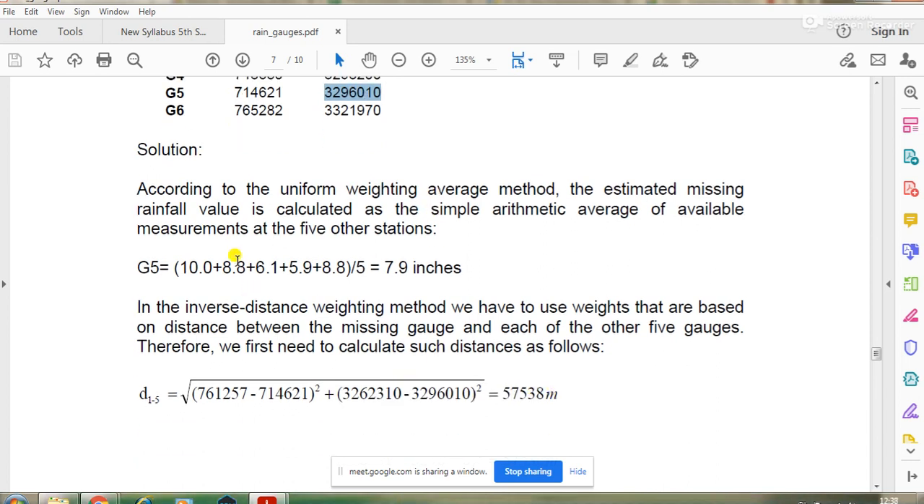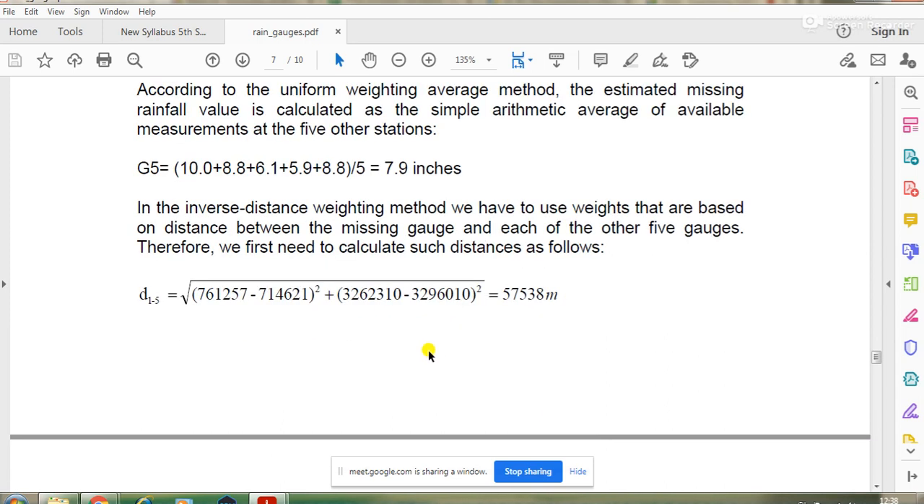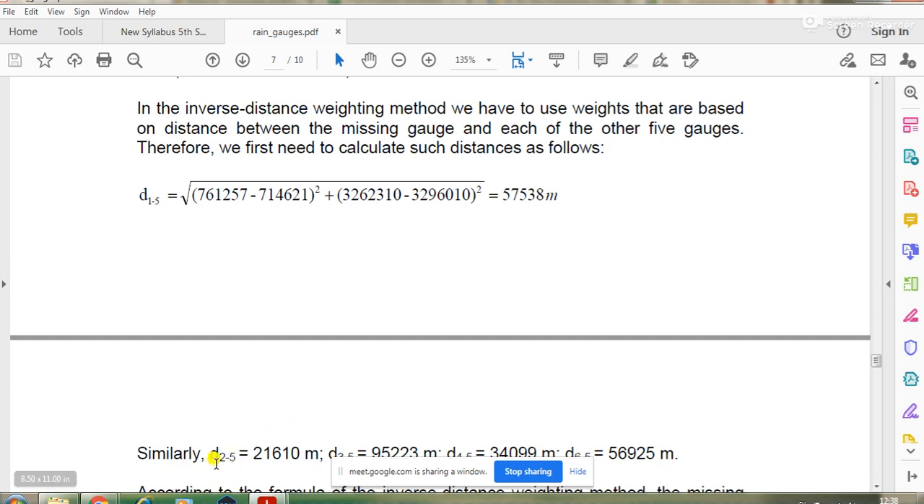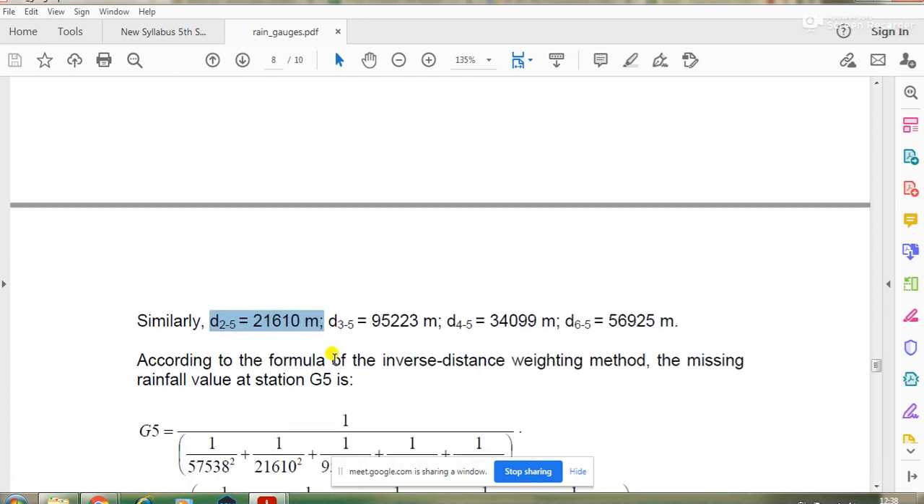Now remember I have said that the missing value is for the fifth station, so station 5 will be constant. From station 5, the distances of the other stations will be calculated. The distance of station 1 and 5 we have already estimated in this way. Similarly, the distances between station 2 and station 5, this one, in this way we will calculate the rest. Station 4 to 5, then station 6 to 5.